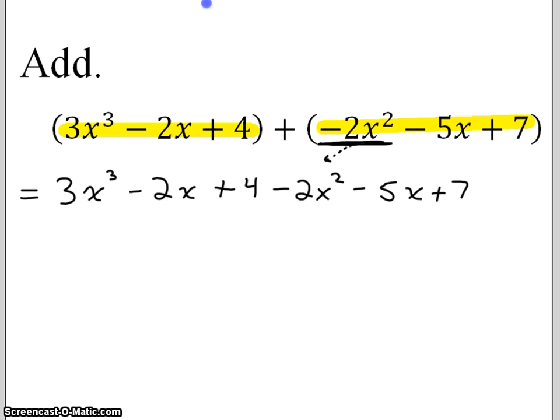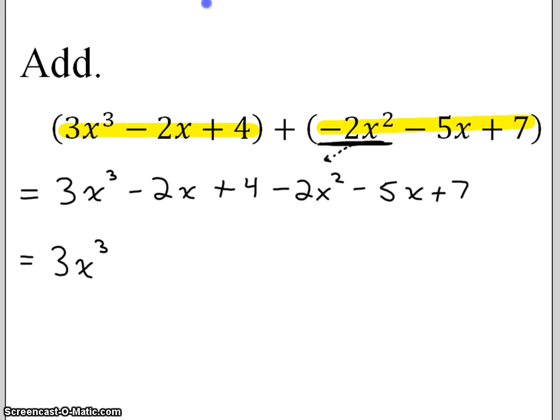Now we look for like terms. Like terms are terms that contain the exact same exponents over the exact same variables. So 3x cubed. So you're looking for another x cubed. There's nothing like it, so there's no term to combine with it. Now let's go in order from highest to lowest. That means our answer would then be in what's called descending order.